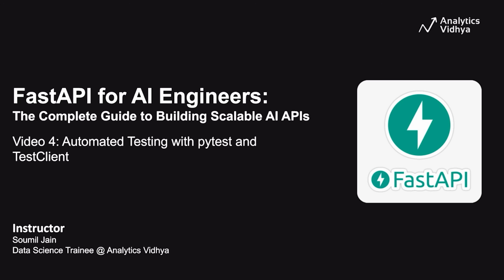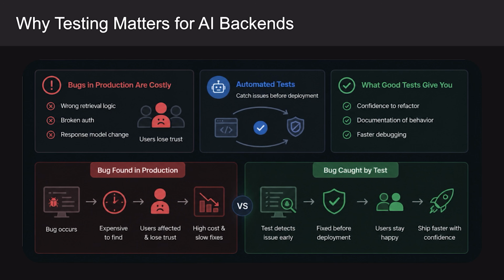So far, we've built a well-structured, authenticated, rate-limited API. But how do you know it actually works? And how do you know it keeps working every time you make a change? That's what testing is for. In this video, we cover automated testing with PyTest and FastAPI's test client. By the end, you'll have a working test suite for Karan's RAG API. Let's get into it. A bug in a regular web API is annoying.